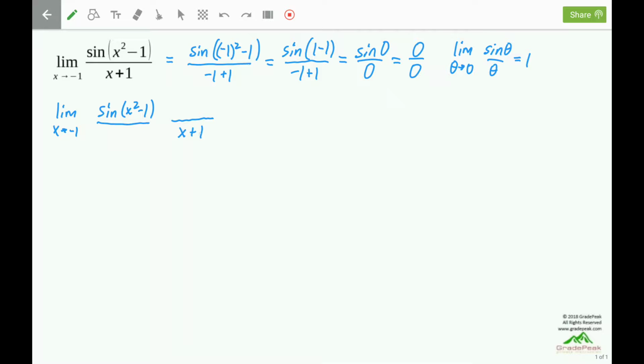The phase of the sine in the numerator is x squared minus 1. I'm going to need an x squared minus 1 in its denominator to phase match it for the identity. To compensate, I'm going to put an x squared minus 1 in the numerator of the other fraction. After having phase matched it, I will then have a limit of 1 for that first fraction.